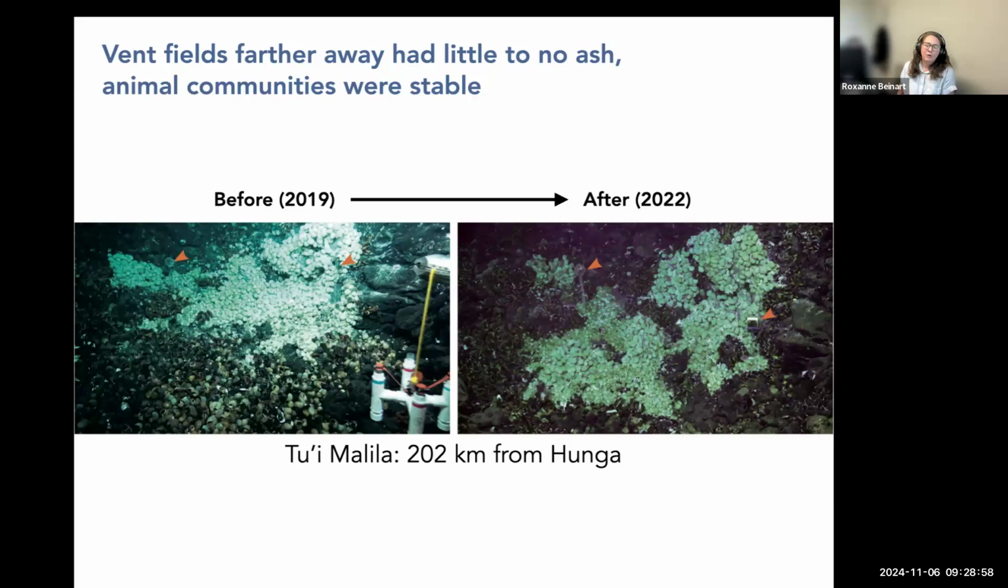Conversely, as we moved towards the south, away from the Hunga volcano, we found that sites away from the volcano had little to no ash on them. For example, this is the site Tui Malila, which is about 200 kilometers from Hunga. And again, we're now matching up images from the 2019 cruise to a 2022 cruise. We see the markers, shown in orange there, that are matching. You can see that the animal populations look fairly similar, and we really could see no detectable ash at this site. So it seemed like there were some sites that were unimpacted by the eruption because of being farther away.